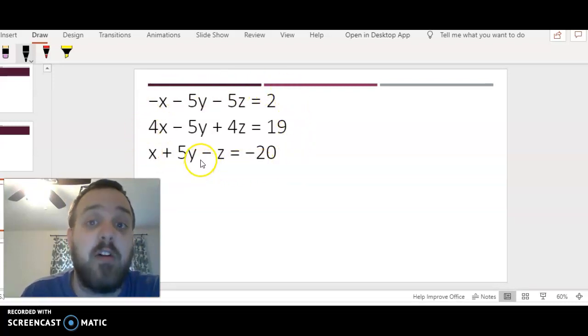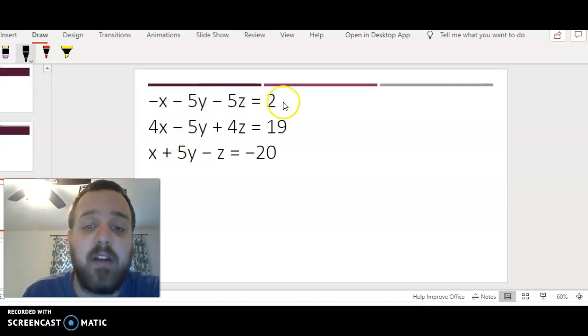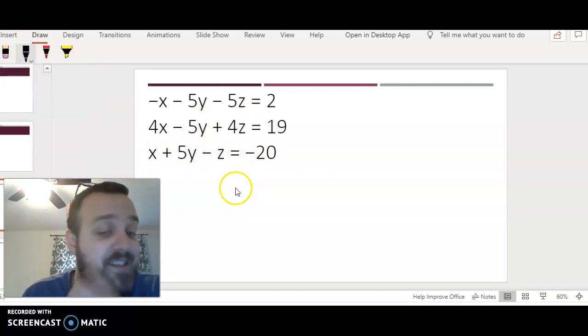Basically, I want you guys to try all of these and submit them to me. You can check your answers as you go to make sure you're on the same page, and if not, we can look at that. But let's do number one together again, just to double check and make sure we know what's going on here. I want to solve this system. I want to solve for x, y, and z.